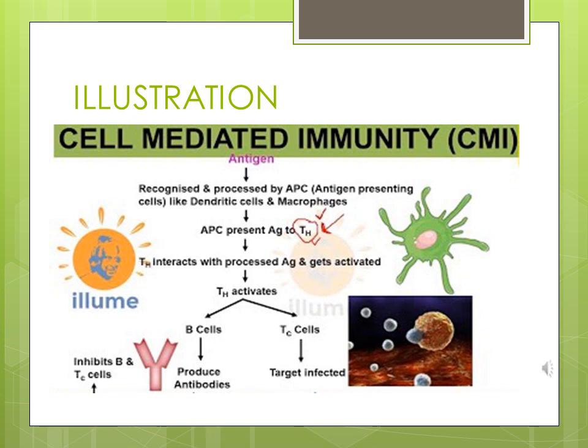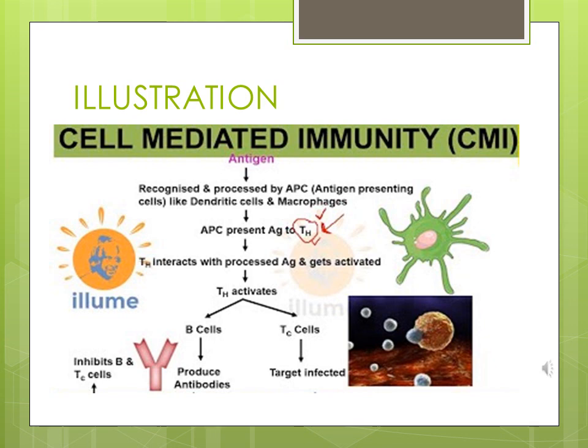For this recognition process, the T cell gets help from the TCR or T cell receptor and a particular kind of surface marker known as CD or cluster of differentiation. After recognition of the particular antigen, APCs present the antigen in front of the T cell, specifically a subtype of T cell that is known as T helper. As a result, the T helper cell, or T8 cell, interacts with the processed antigen and gets activated.